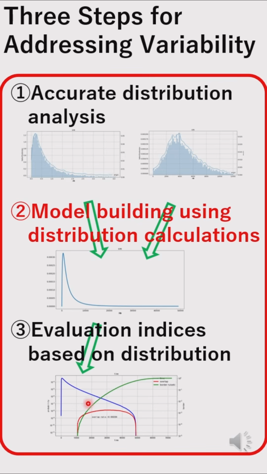In the third and final step, relationships between multiple distributions are evaluated using distribution-based metrics, allowing probabilistically rigorous decisions. By doing this, we can achieve much more accurate decisions in many kinds of design and analysis. At the same time, it also opens up many new possibilities for advanced calculations and analysis methods.